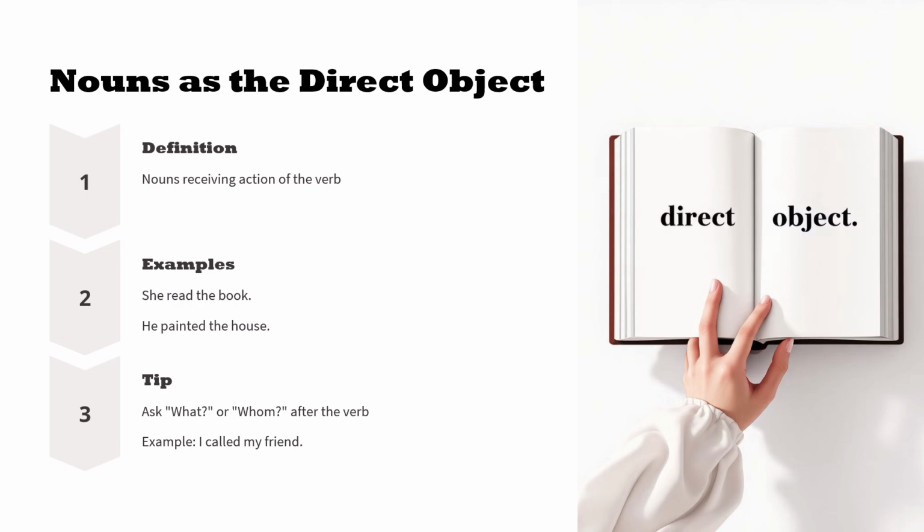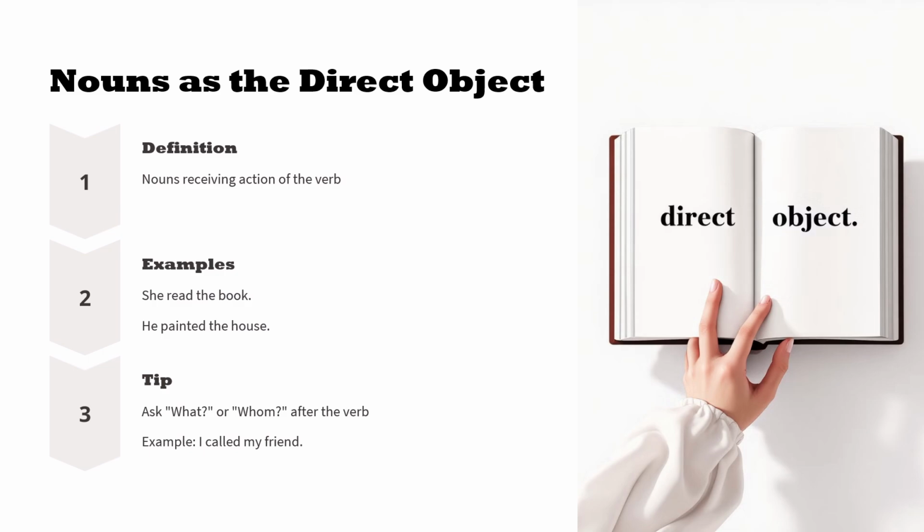The first sentence, she read the book. Here the book is the direct object because it receives the action of reading. Ask the question, she read what? The answer is the book. In another sentence, he painted the house. In this sentence, the house is a direct object because it's the thing being painted. Ask yourself, he painted what? The answer is the house. So as you can see, direct objects are important in providing detail and completing the meaning of a sentence.